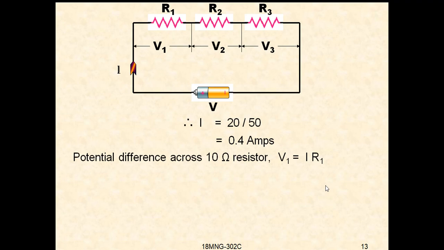And now we have to find the potential difference across each resistor. So first we'll consider the first resistor, that is 10 ohms resistor. So V1 is equal to I into R1.